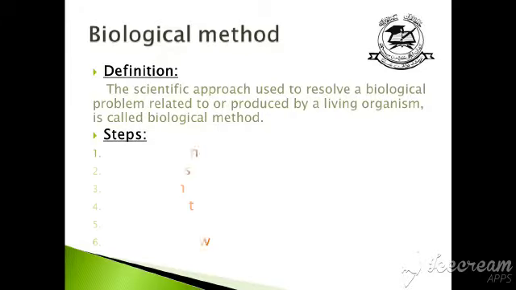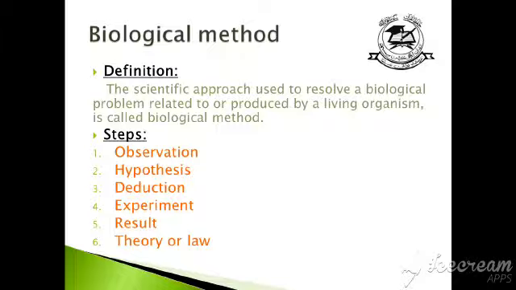What are the steps? First, he will observe the problem. What is the problem? And try to find out the cause of the problem. Then he will give his statement, that will be called hypothesis. Then, related to the hypothesis, some predictions are given. That will be called deduction. To check hypothesis and deduction, an experiment will be done. Practical will be done. That is called experiment. And the result of the experiment is called result. And then, on the basis of result, theory or law will be given.